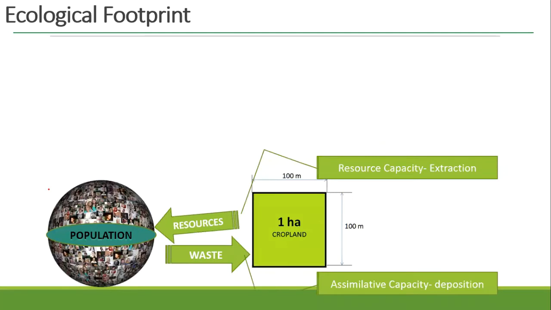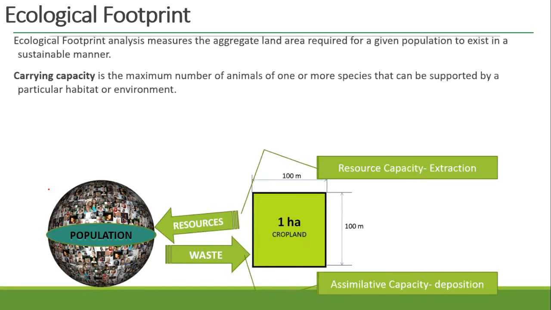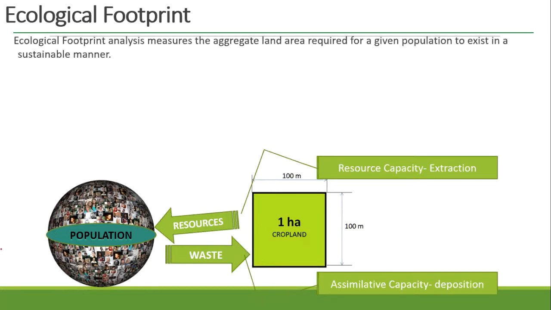So to understand this point, I'll give some basic details about the ecological footprint. Okay, so what is this? Ecological footprint measures the aggregate land area required for a given population to exist in a sustainable manner. So we know footprint, right? It is a mark with our foot or our shoe. In the same way, how much area is required for our population to exist in a sustainable manner.